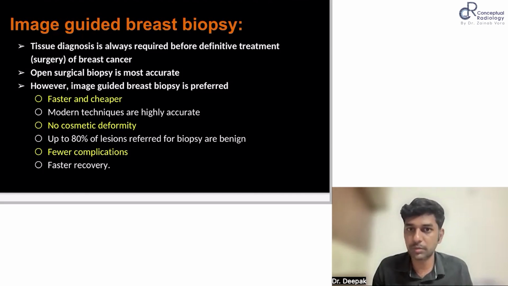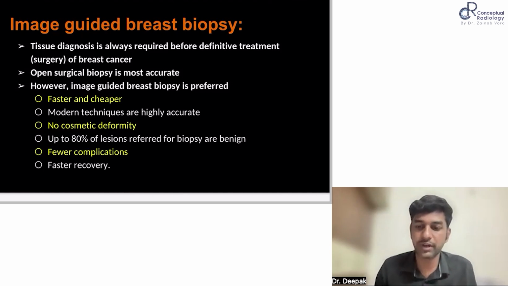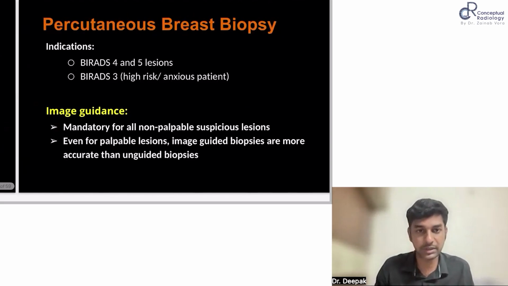And fewer complications. So we'll be seeing that in the later slides. And of course, faster recovery. The patient can go after the procedure, like after 15 to 20 minutes, she can leave the hospital. So there are a lot of advantages, as we see here.